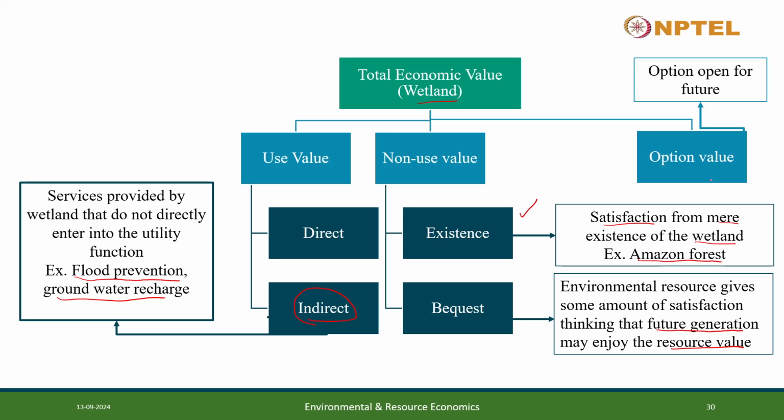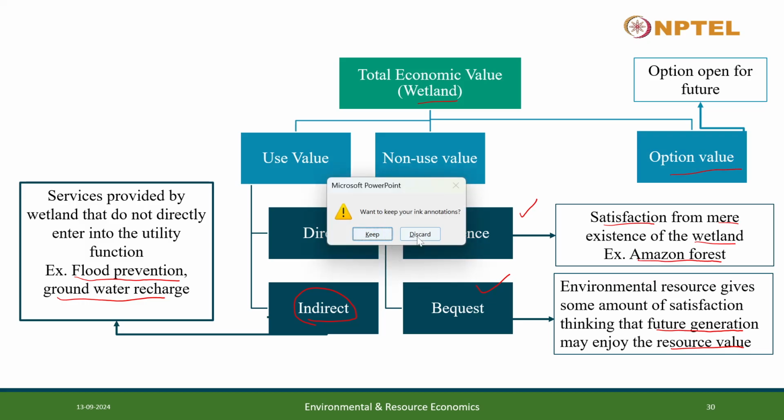Okay, now there is option value. In option value, you think, there is clean water somewhere, there is some forest somewhere, someday I'm going to use it in the future. So this value, keeping the option open for the future, is known as option value. So option value is for yourself, whereas bequest value is for future generations, right? So this is how the total economic value of environmental resources is differentiated. These are different types of value which you can add to the environmental goods and services.